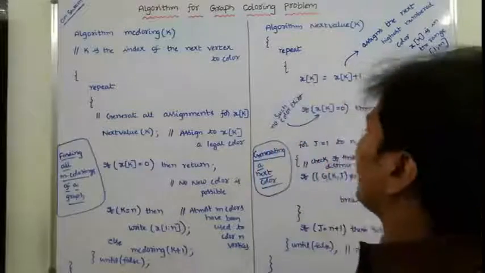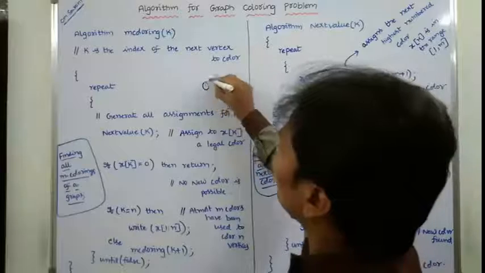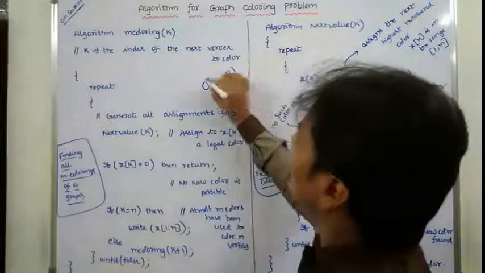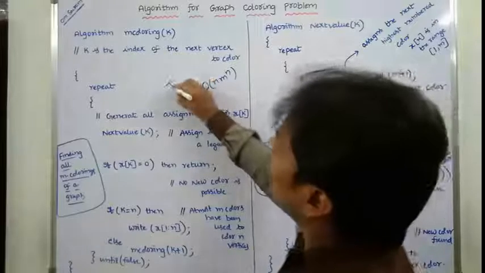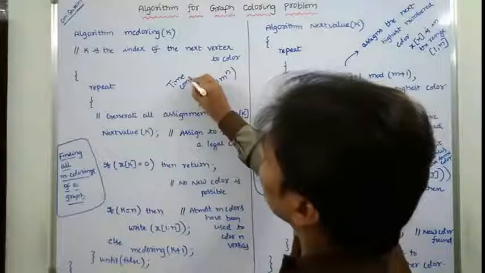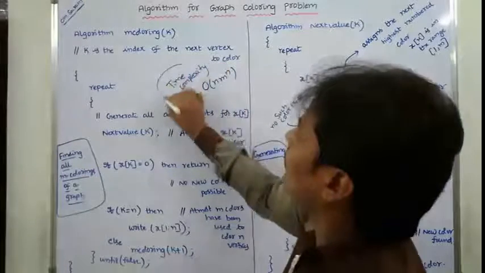Next, what is the time complexity of graph coloring problem? Big O of n into m power n. So this is the time complexity of graph coloring problem.